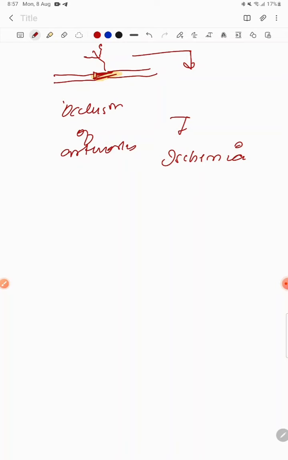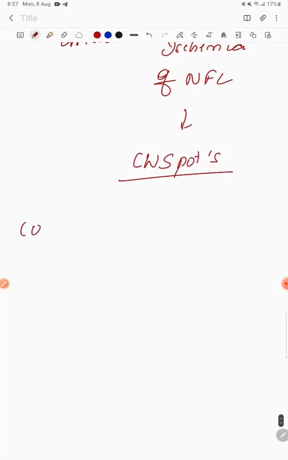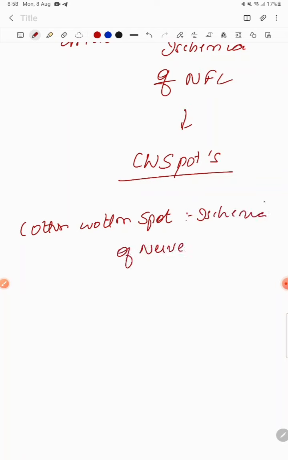Whenever there is ischemia of the nerve fiber layer, it will lead to cotton wool spots. So what are cotton wool spots? Cotton wool spots are nothing but the ischemia of the nerve fiber layer. Ischemia of the nerve fiber layer. Very, very important MCQ.